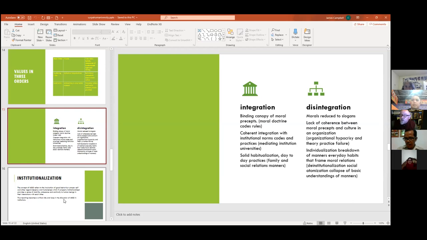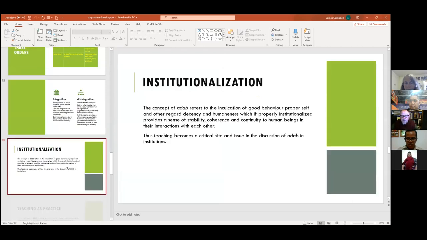And then imagine at the bottom here, a collapse of basic understanding in manners. If all those three things are occurring: morals reduced to slogans, a lack of coherence between moral precepts and organizational culture, and then fundamentally at the individual level, a simple breakdown of basic manners, of basic ways of being together, you have what we call disintegration. Okay? All right. Bear with me.